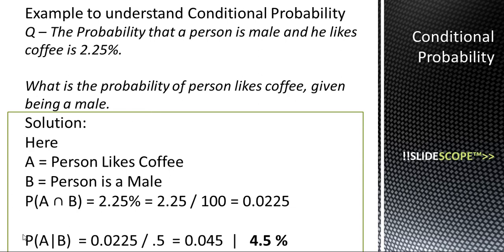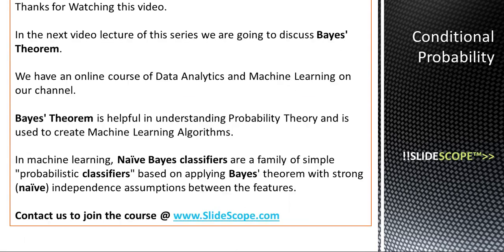So this is how you calculate conditional probability. This is the conditional probability where words like "given" are used. And so that is the end of our video.